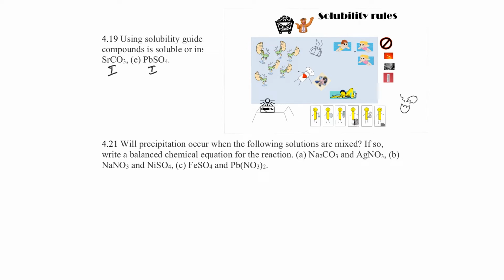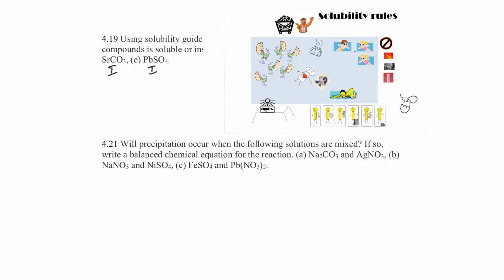So let's remind ourselves of what's in the pool. The alcohol guys are the alkali metals. So that's anything in group 1. Sodium, potassium, all of the strontium. Okay, those are the alkali metals.